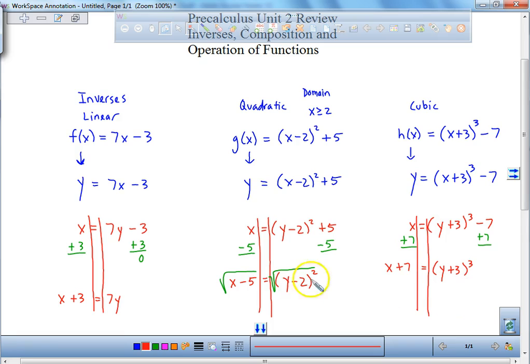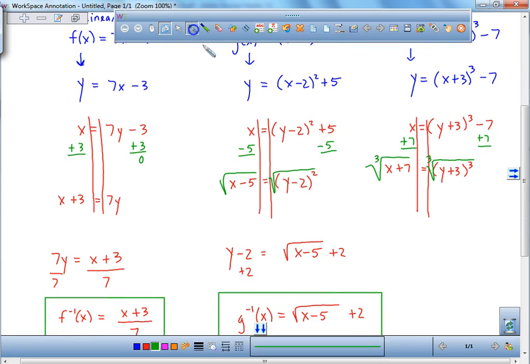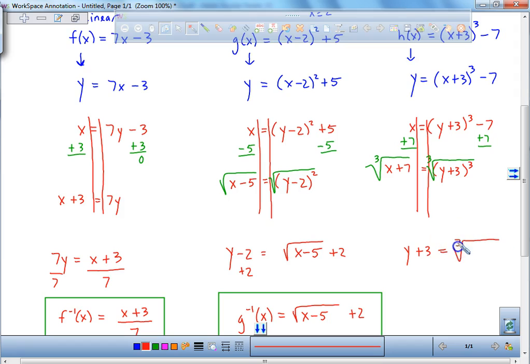And it's very similar to our square root. The only thing that's different is now we're not going to be taking the square root of both sides. We're actually going to take what's called the cubic root. So I got to put a 3 in the index, and I got to put a 3 in the index. So here's what I have left. I have y plus 3 equals the cubic root of x plus 7.